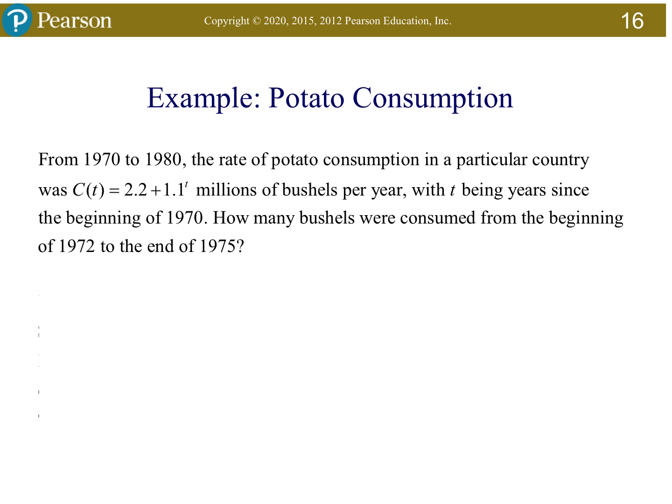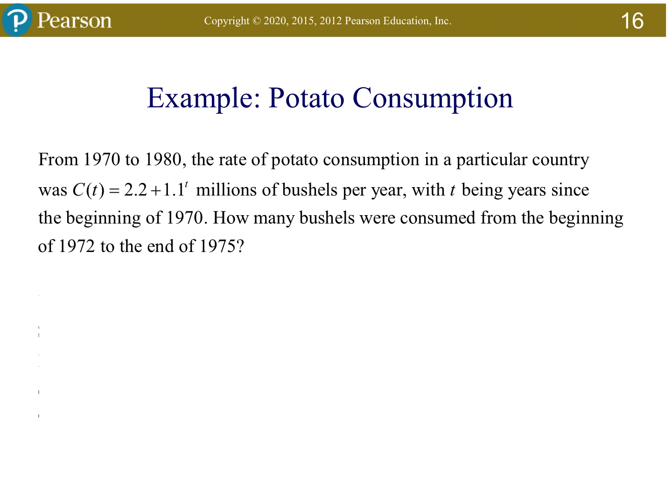This time our initial condition begins, a quick read will tell you in what year? 1970, okay? So from 1970 to 1980, potato consumption in a particular country was C of t, and now we're looking at an exponential function. So 2.2 plus 1.1 million bushels per year, with time being the years since 1970. How many bushels were consumed from the beginning of 72 to the end of 75? Okay, the beginning of 72 to the end of 75.